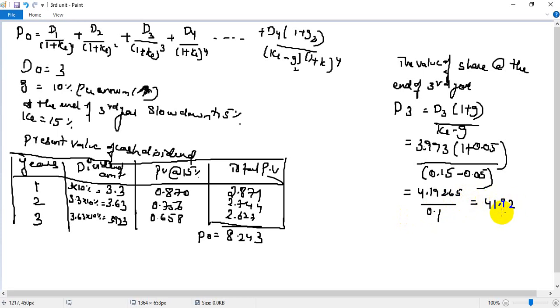If you divide this, it will come to 41.92. Now what we have to do is calculate the present value of 41.92 into 0.658, that is the table value we have got for the third year. 41.92 into 0.658 will come to 27.58.